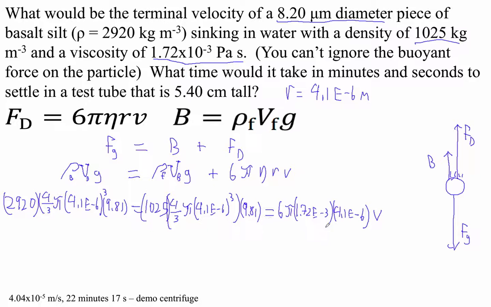All right, okay, so now I've got what equals this term. If I hit enter, I hope. There we go, okay. And now I'm going to divide by 6, divide by pi, divide by 1.72 e minus 3, divide by 4.1 e minus 6, and hopefully I haven't mashed a number here. Did I get it right? Yeah! All right, so my velocity equals 4.037 times 10 to the minus 5th meters per second.